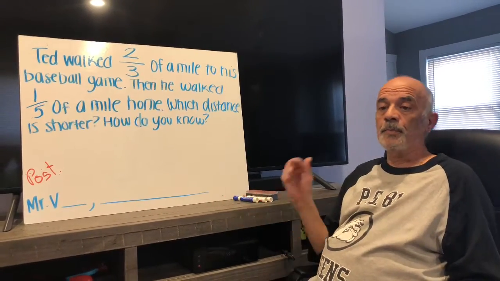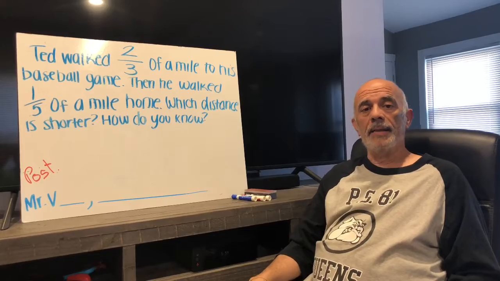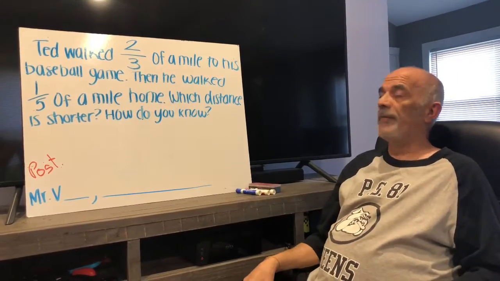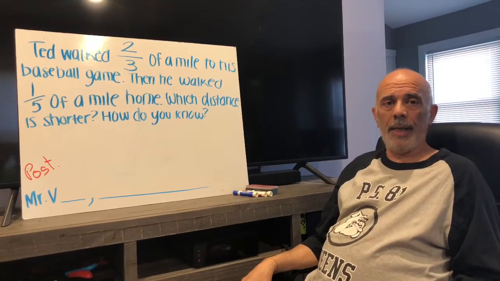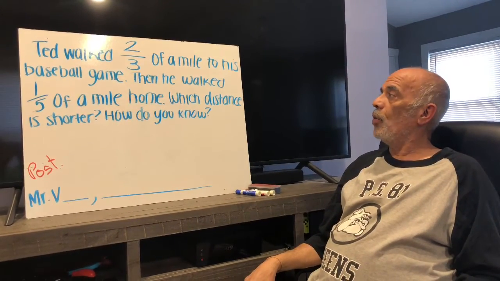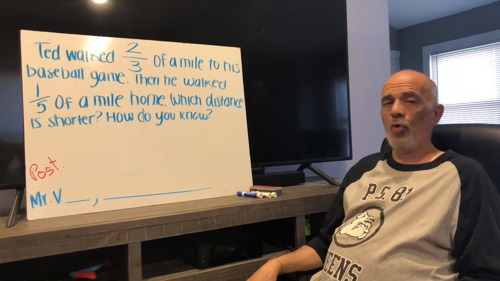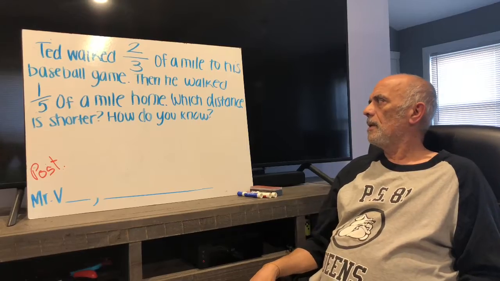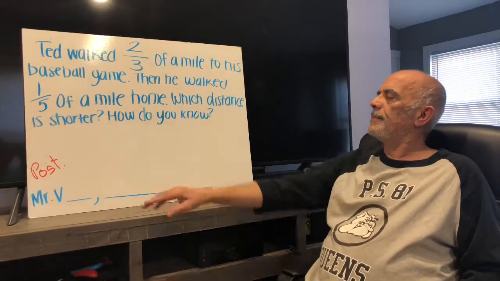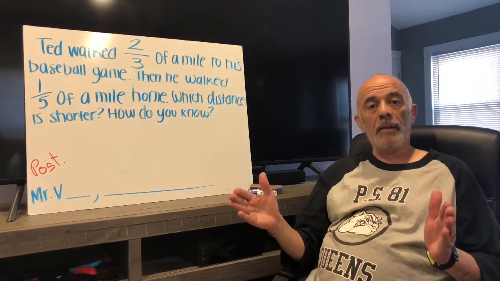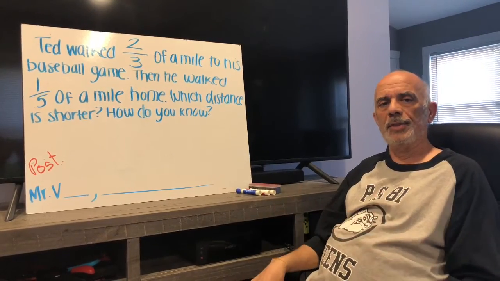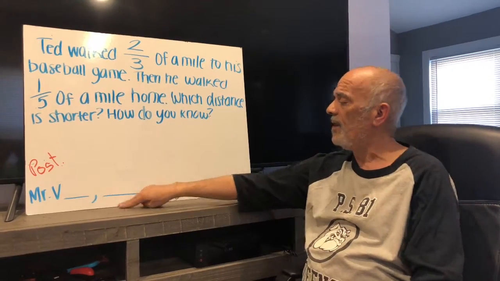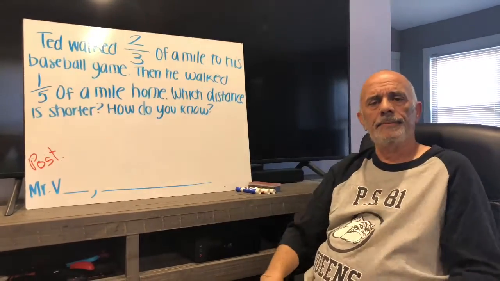Now that you know how to compare the fractions using a model, I want you to work on this problem. Ted walked 2/3 of a mile to the baseball game. Then he walked 1/5 of a mile home. Which distance is shorter? How do you know? Do a model on your own. Tell me which distance is shorter. Write the distance here, whether it's 2/3 or 1/5, and tell me, how did you get that? Why do you know?